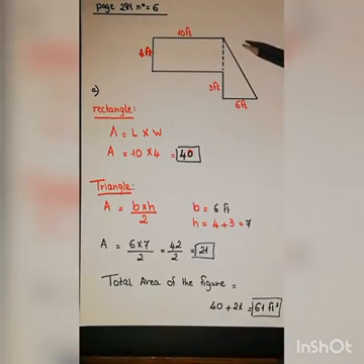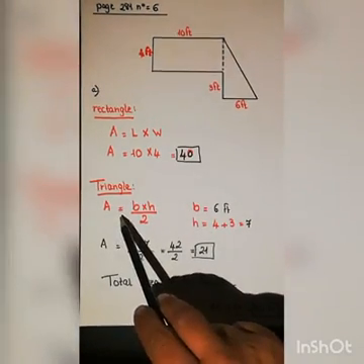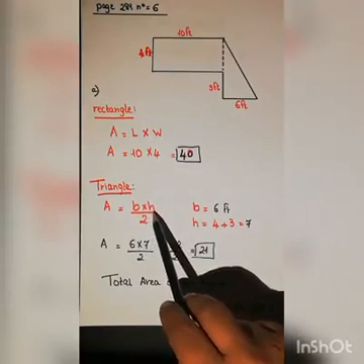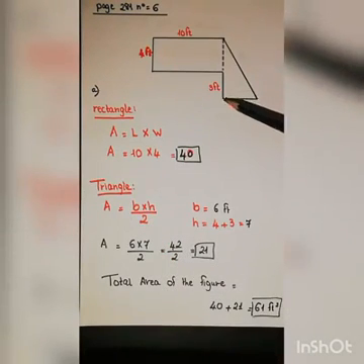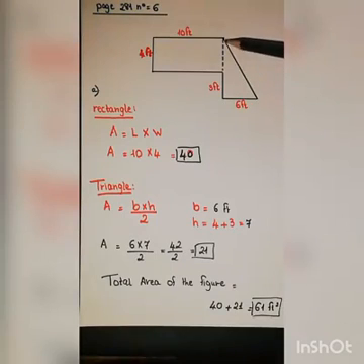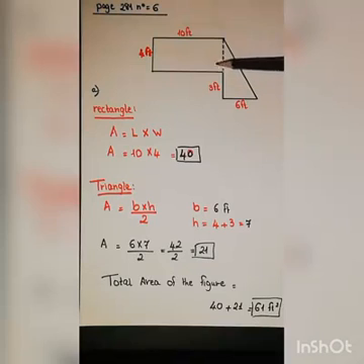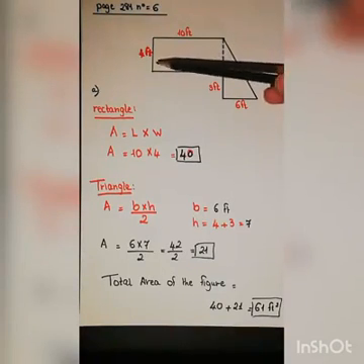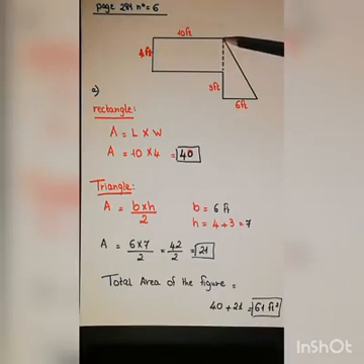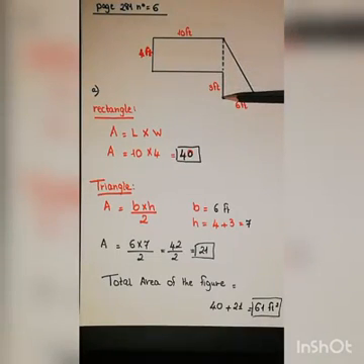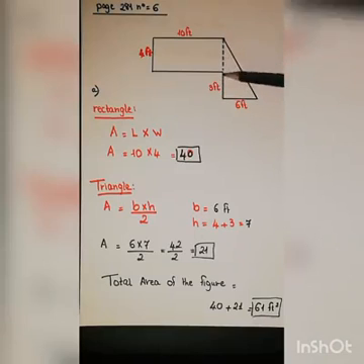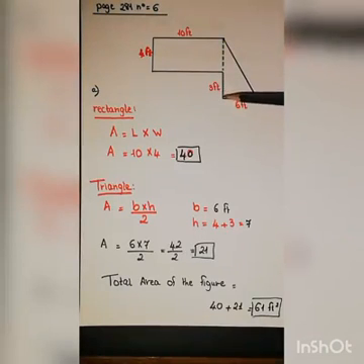Concerning the triangle, I know that the area of the triangle equals base times height divided by 2. This is the base, 6, and this is the height. He only gives me this one, which is 3 feet. But what about this one? How to find it? This space is the same length as this one, which is 4 feet. So 4 plus 3 is 7 feet, and this is the height of the triangle.